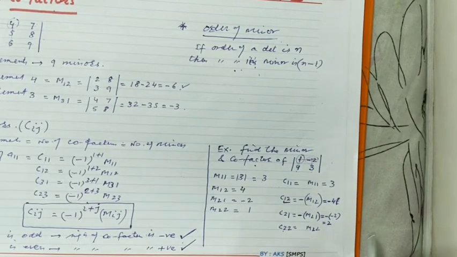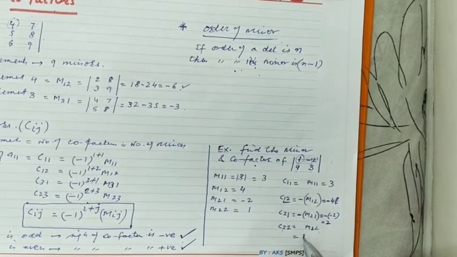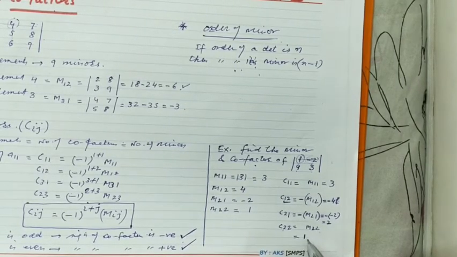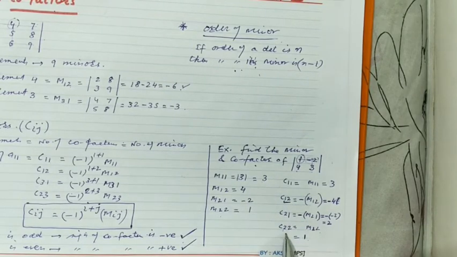Got it? And C22 is equal to M22. And what is M22? 1. So C22 is 1. So these are the minors and these are the cofactors. To find the cofactors, always remember one thing.